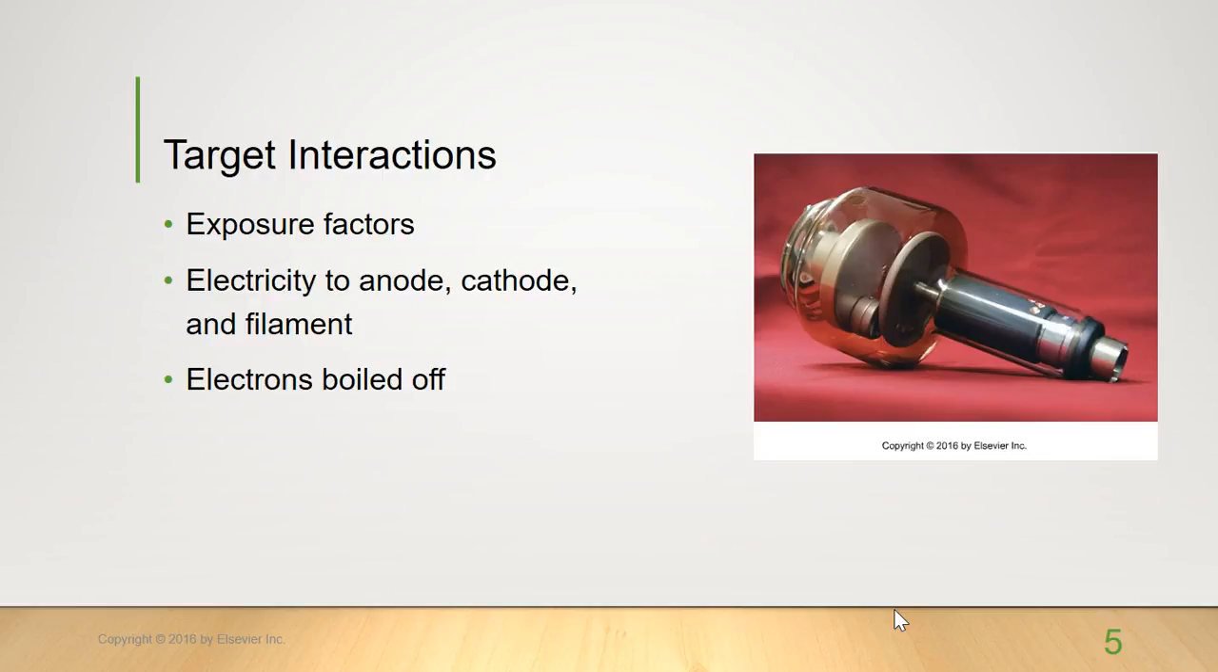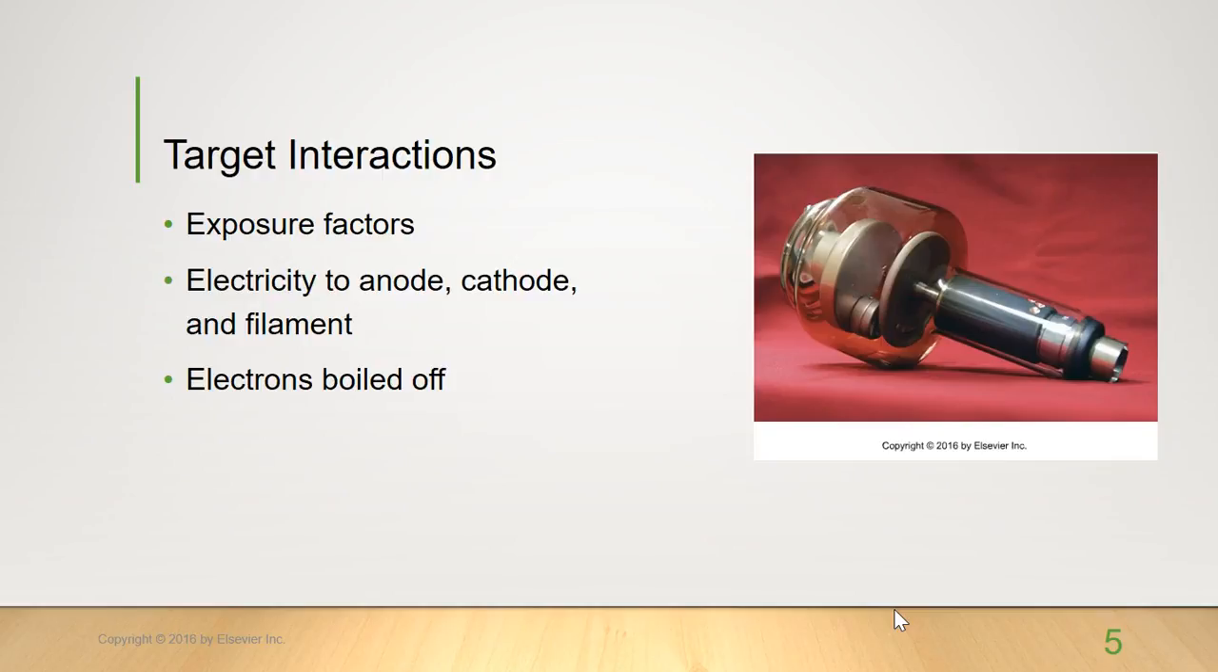And then they stream across to the anode at tremendous speeds, half the speed of light. The filament electrons penetrate the face of the target, and that's also called the focal track, at approximately 0.5 millimeters, interacting with the tungsten target atoms in their path. So that's how the target actually works. Now, I just mentioned the word electricity.